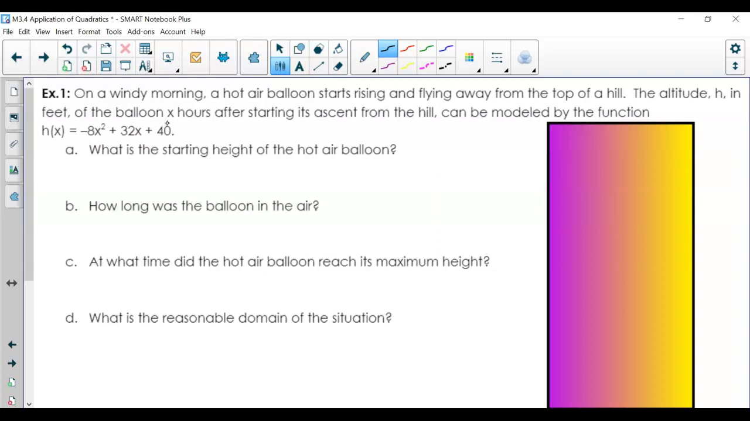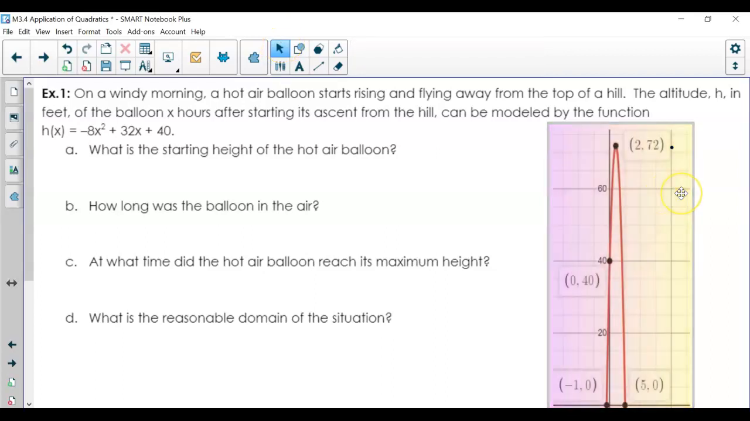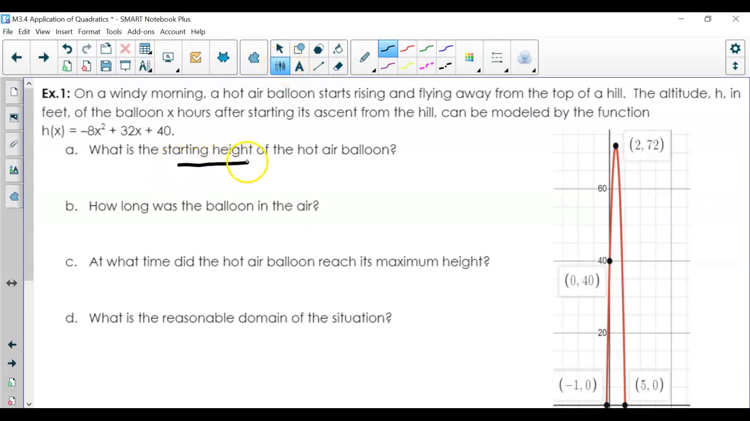So then we can now visually see it should look something like this. So this is the graph and how it should look in Desmos. So now we can answer the questions. Well, what is the starting height? Remember, the starting height is always that y-intercept, right? So it's starting here at 40 feet.